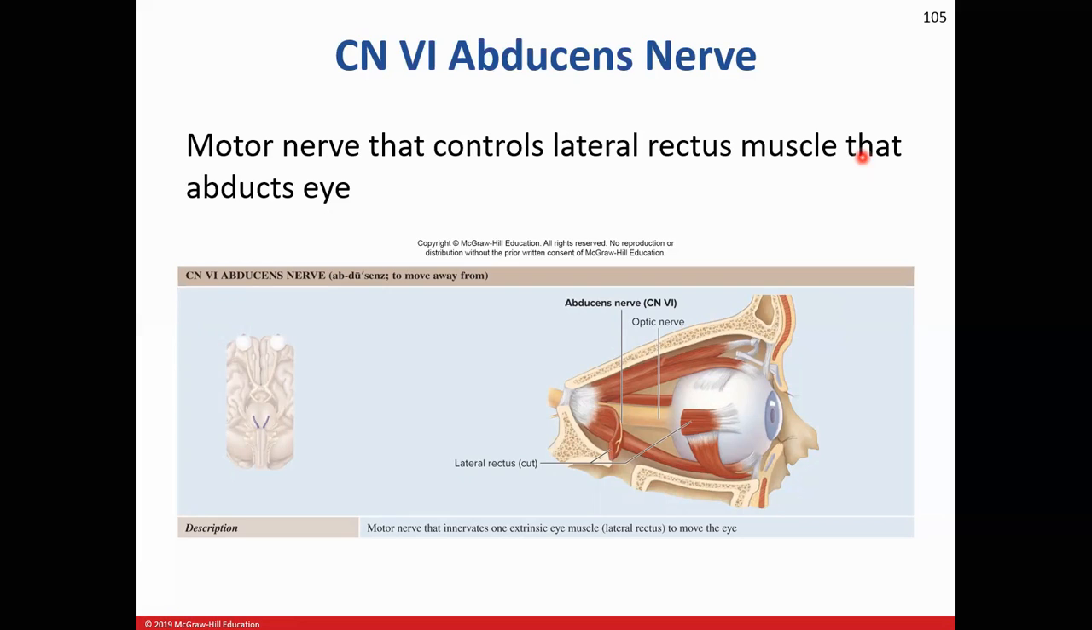Cranial nerve 6 then is the abducens nerve, and it's a motor nerve that controls the lateral rectus muscle that abducts the eye. So basically, it's on the outside of the eyeball. When it contracts, it moves your eyeballs outward so that you can see what's going on further out than what your body is.